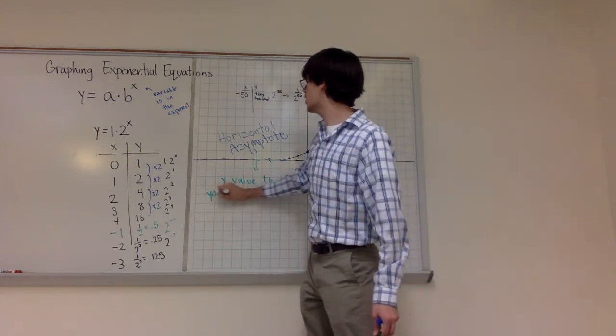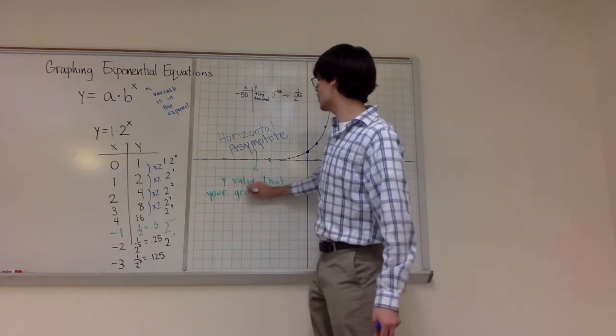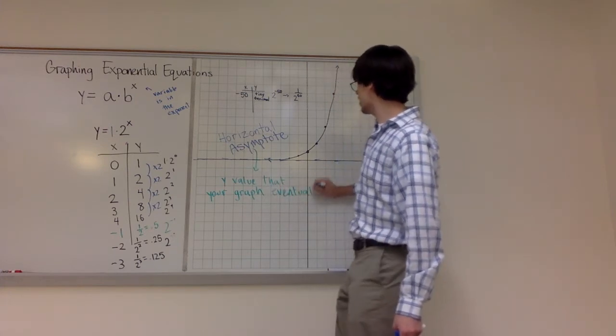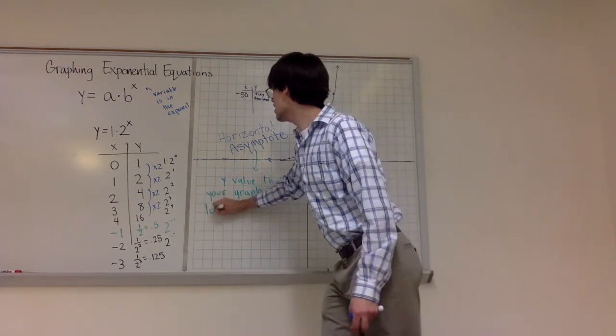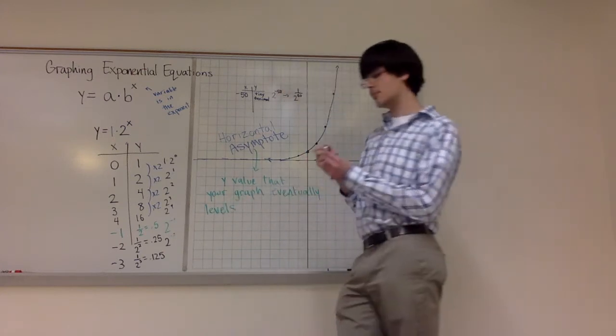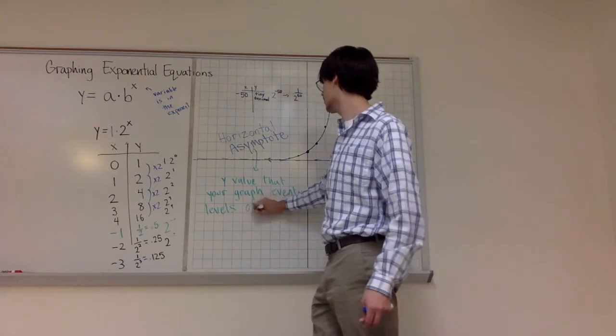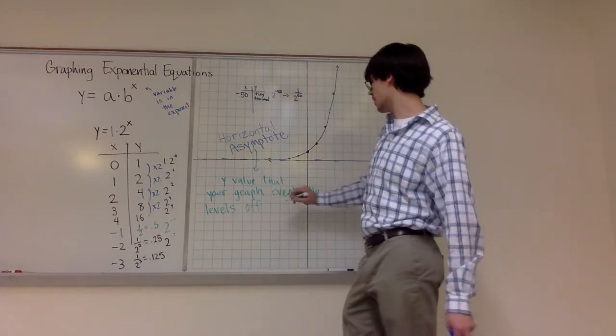So on your notes or whatever, somewhere in there, a horizontal asymptote is a y value that your graph eventually levels off to. And when you write this down, this definition isn't very official. It's not precise like you would see in a math book, but it's the basic idea behind it. It's a y value that your graph eventually levels off to.